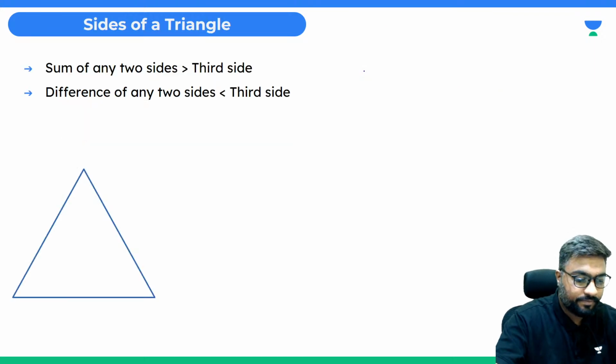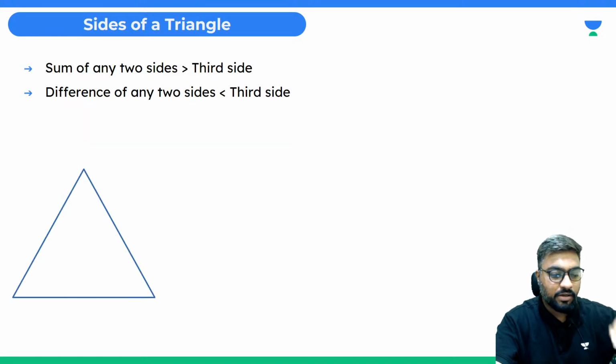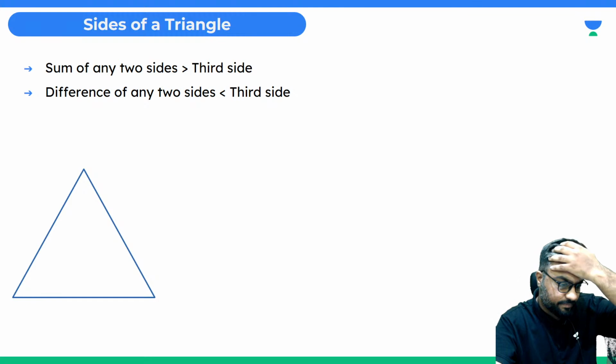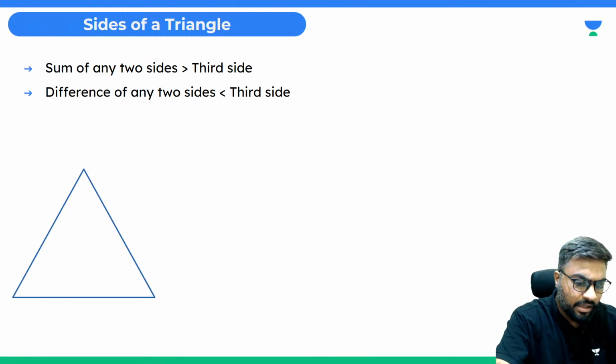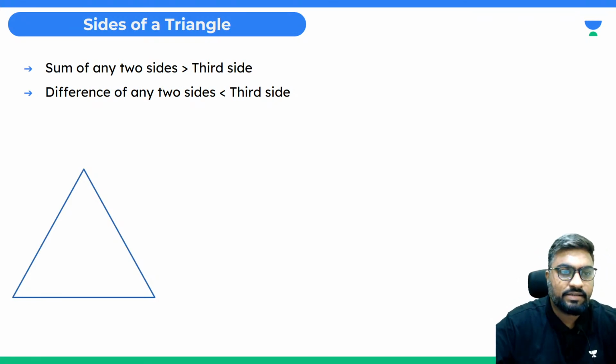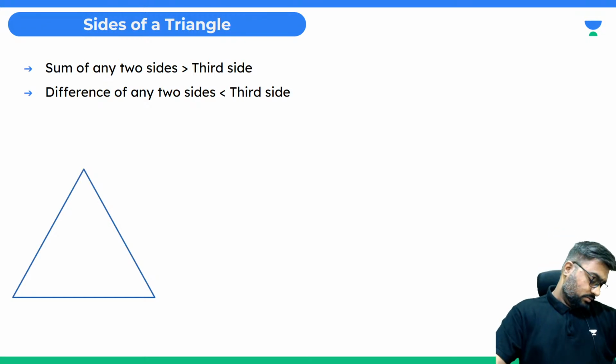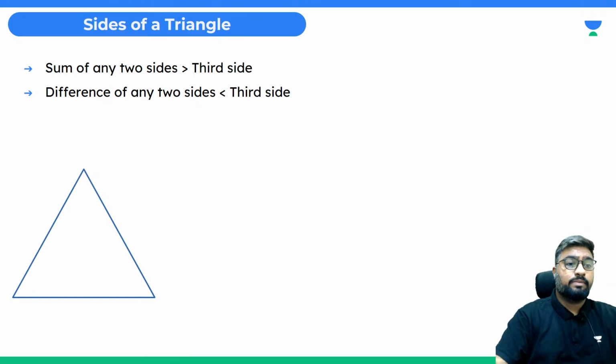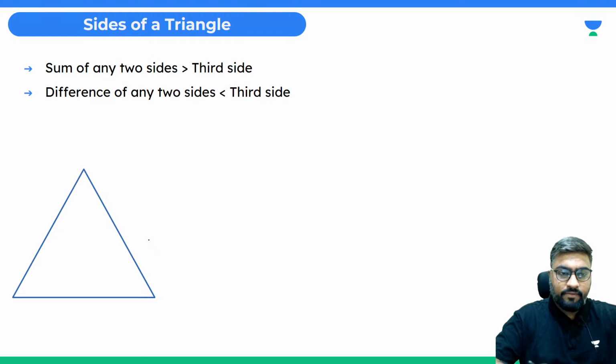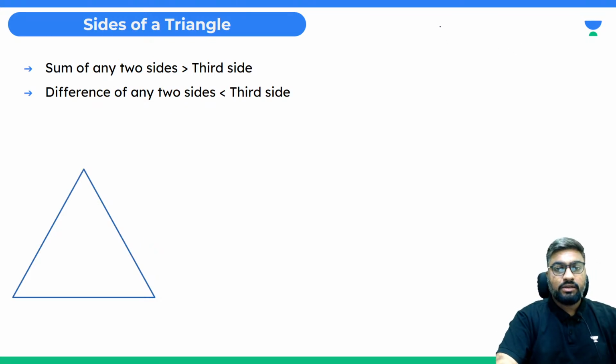Okay, 3 p.m. Chalo. So first let's talk about some basic properties of a triangle. We all know a triangle is a three-sided, three-vertexed polygon. Yes, 3 sides, 3 vertices, 3 angles. There are a few properties of triangles. You can't make any 3 line segments and call them a triangle, right? You can't always call them a triangle. So there are some properties.